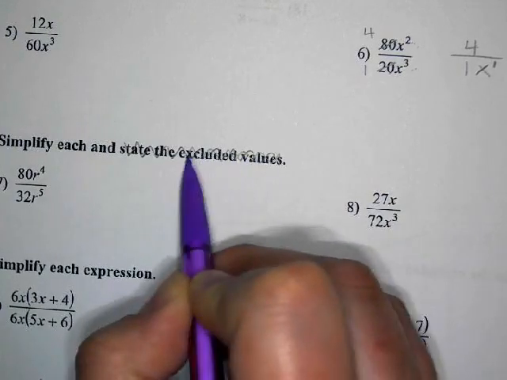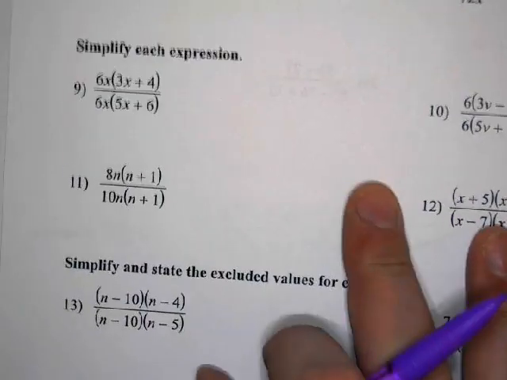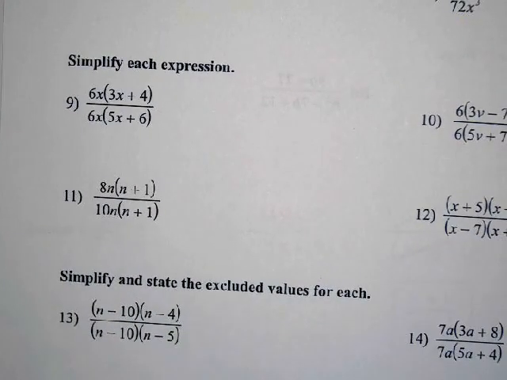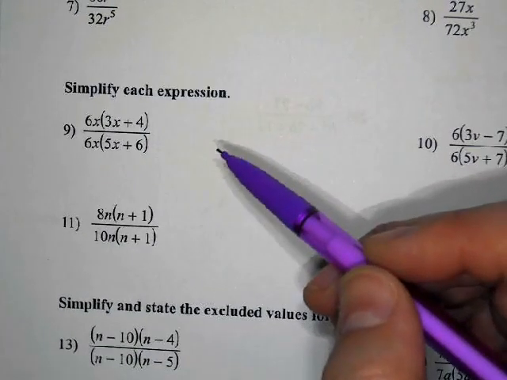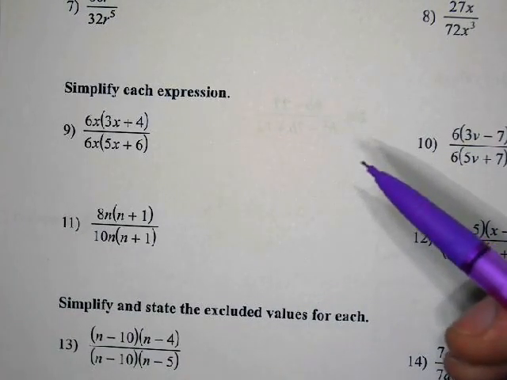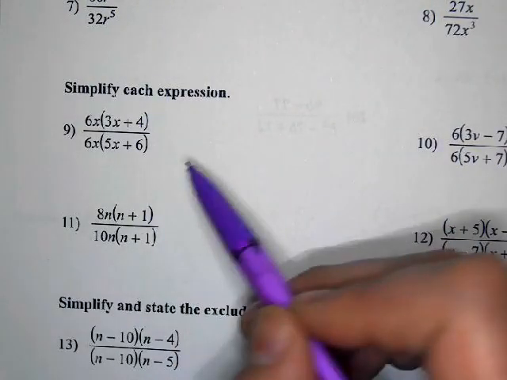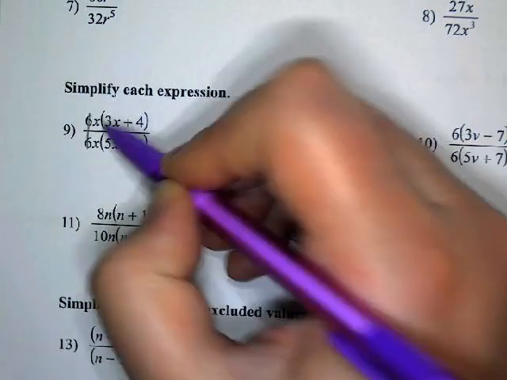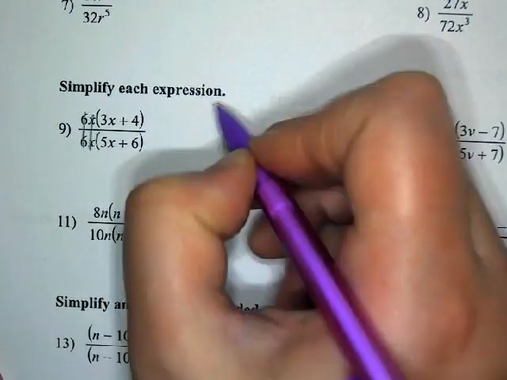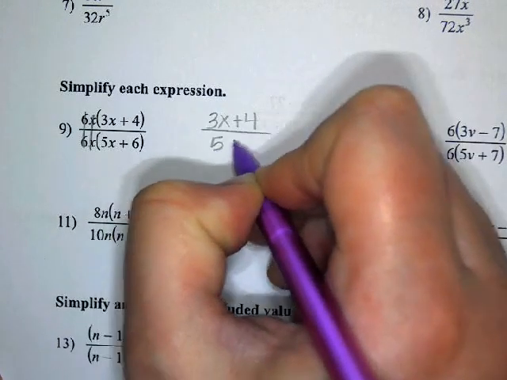The next section, number 9. Yeah, you can still simplify those. Okay, look at number 9. Can you cancel out the parentheses? Okay, they're not identical, so you can't even touch them. Nothing in the parentheses can be touched. But look at the GCFs. 6 and 6 can cancel. X and X can cancel. Okay, 3x plus 4 over 5x plus 6.